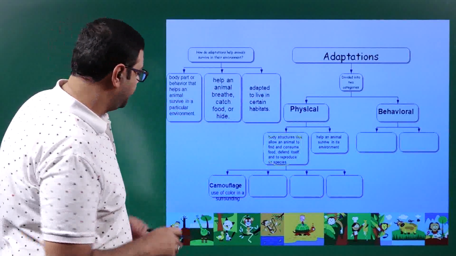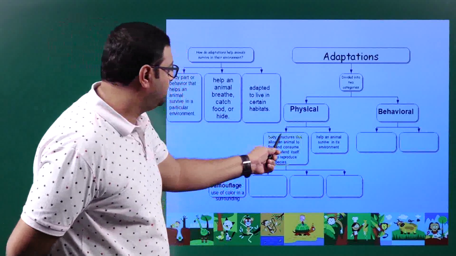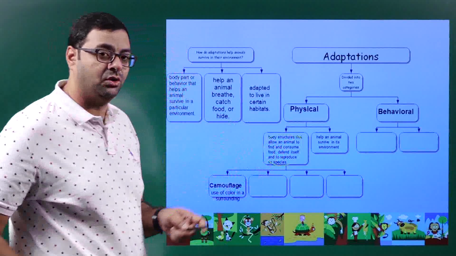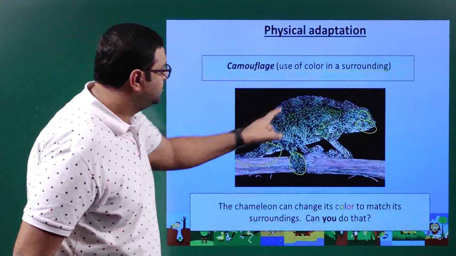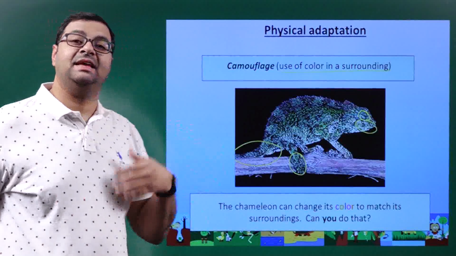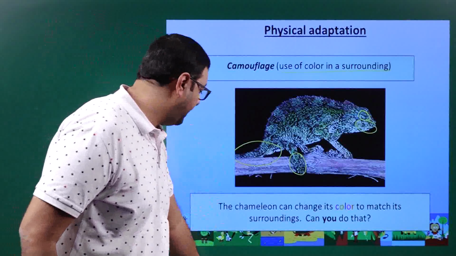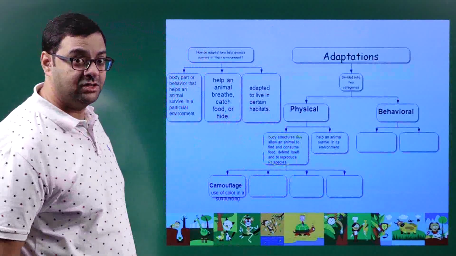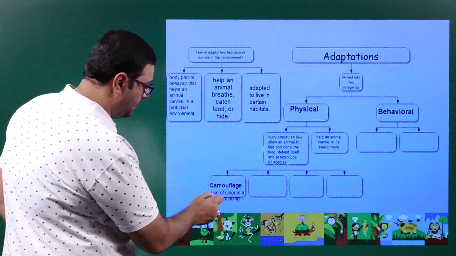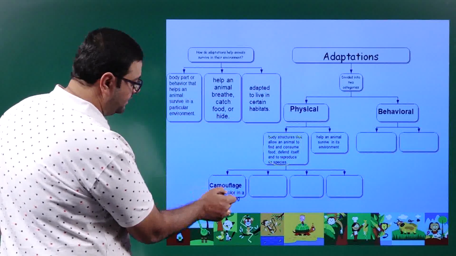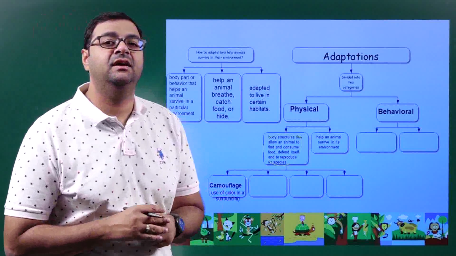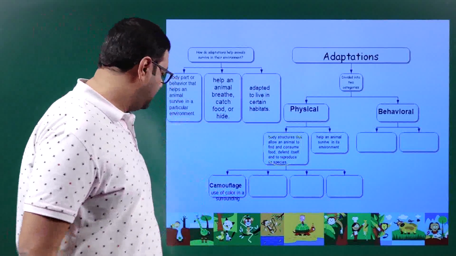So the first one is what? The body structures that allow the animal to find and consume food. So this is the body structure that the chameleon has adapted in order to find prey and consume it. That is why it is categorized here: camouflage, use of color in the surroundings. So the chameleon will use its color in the surroundings.